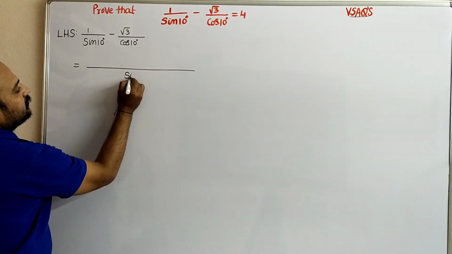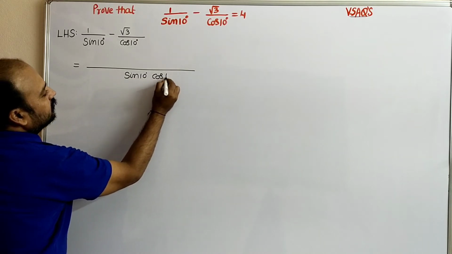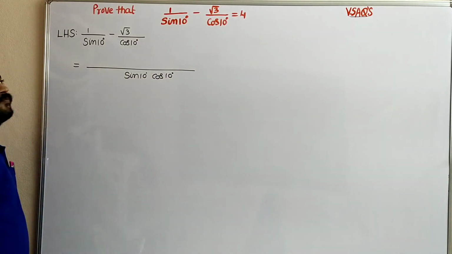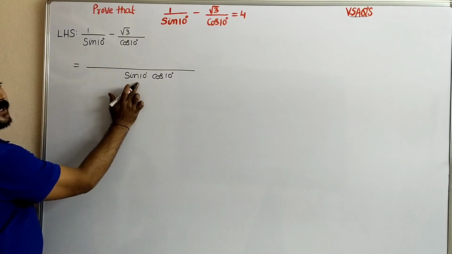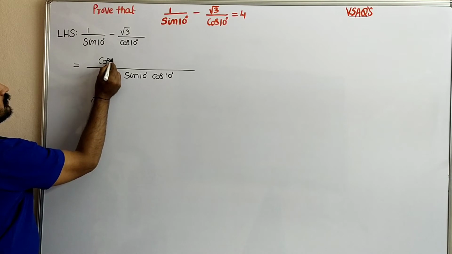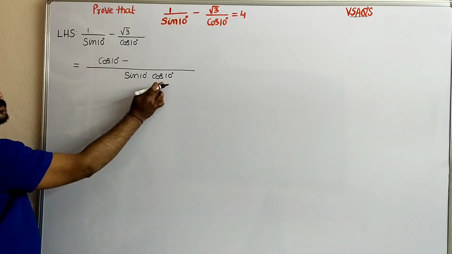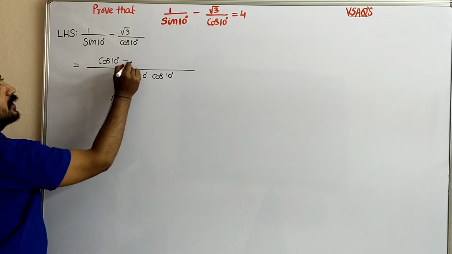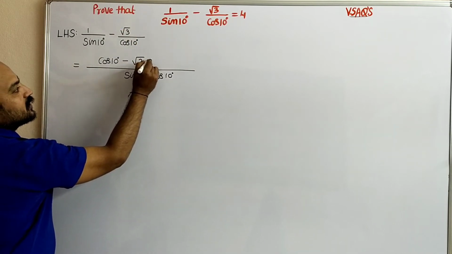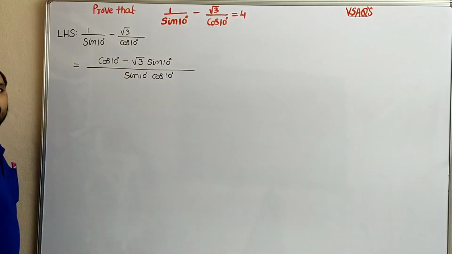Sine 10 into cos 10. Sine 10 gets cancelled, cos 10 into 1. So cos 10 minus, cos 10 gets cancelled, root 3 into sine 10. Root 3 sine 10 degrees. Till here, do all of you understand now?